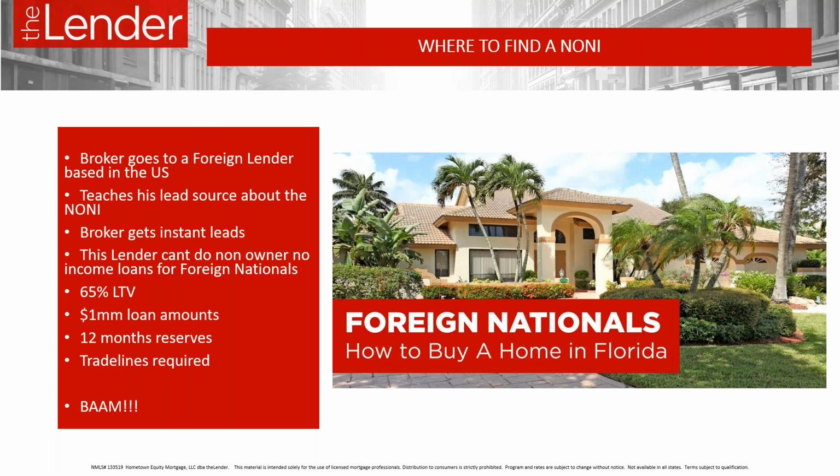He can't do them no income, no asset. We can do foreign nationals with 65% LTV, up to $1 million loan amount. We do require reserves, and we do require trade lines. So please keep that in mind. These are all ways to find a Noni.